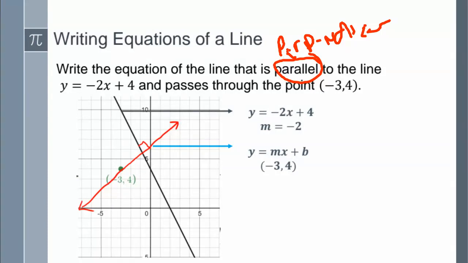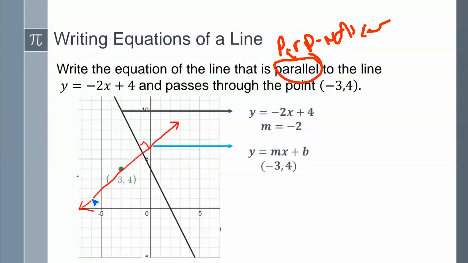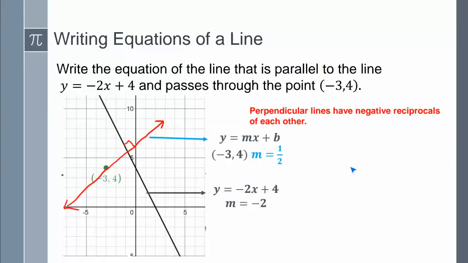As we can see in this graph, here is your first equation, y equals -2x plus 4. Here's the point that they give me, but now we want to find a perpendicular line. When they intersect, they're going to form this right angle. In order to find the perpendicular line, we're going to use something called negative reciprocals.